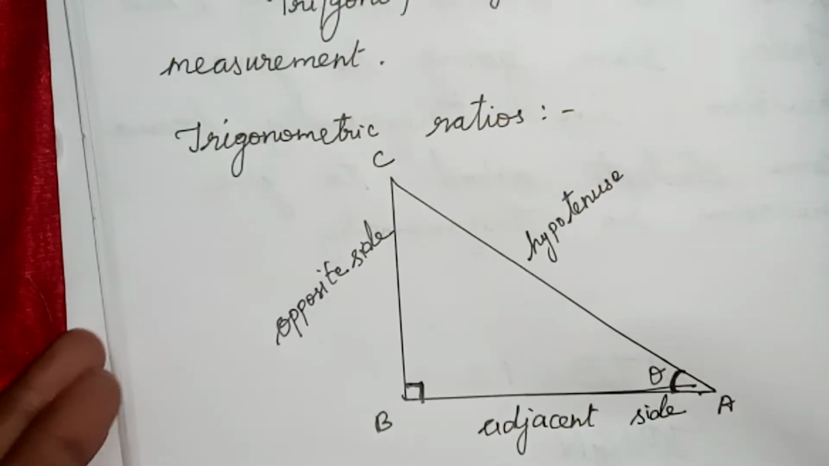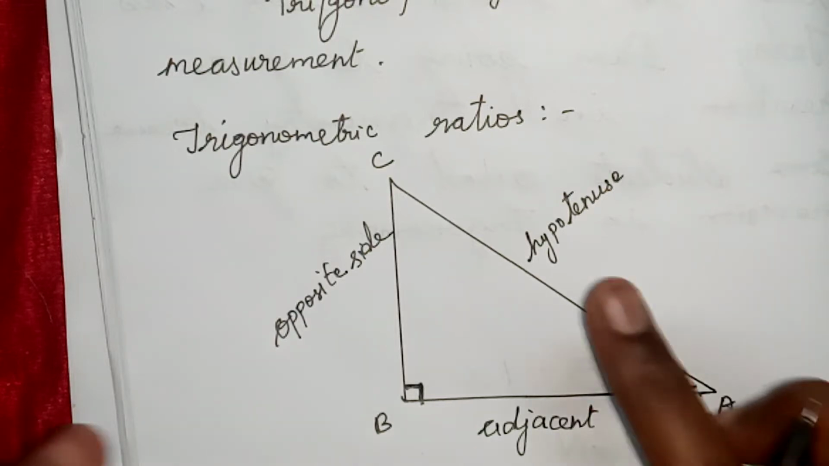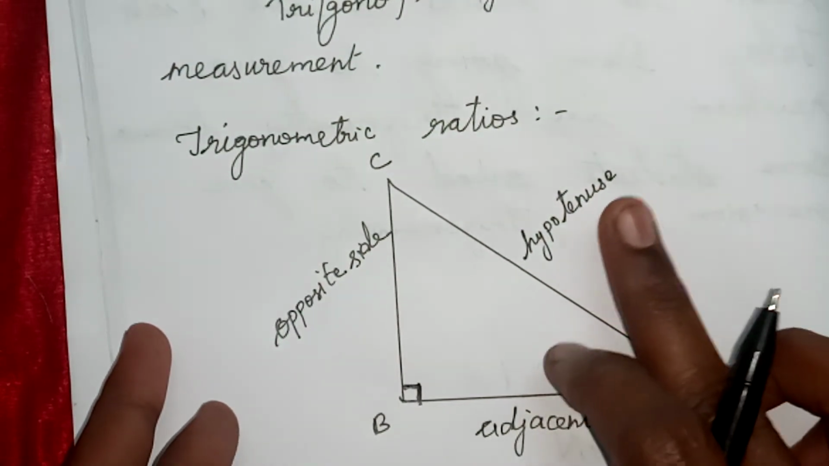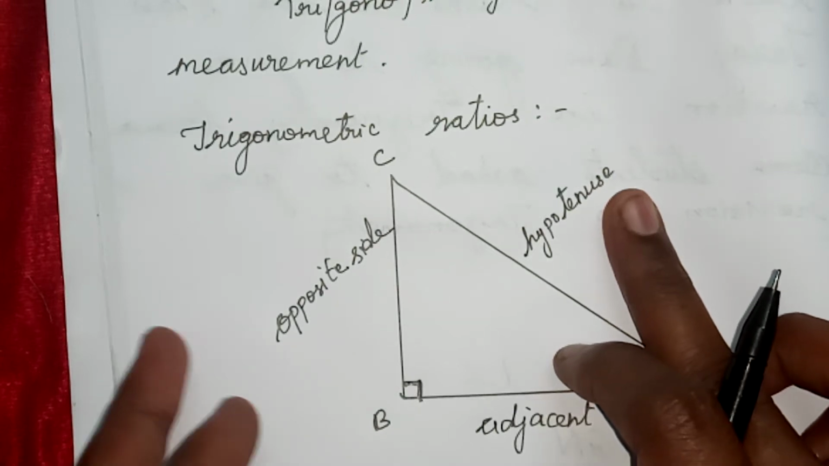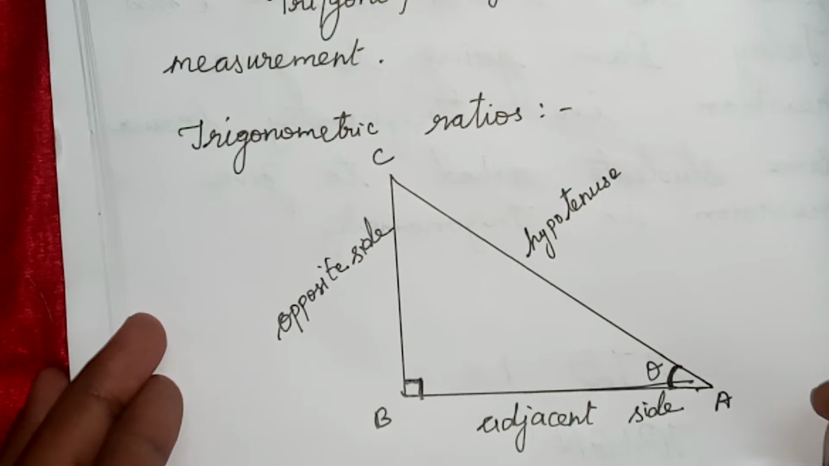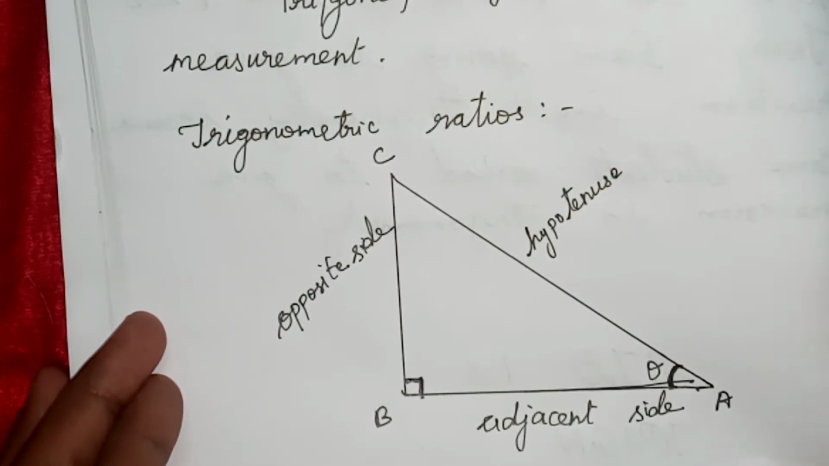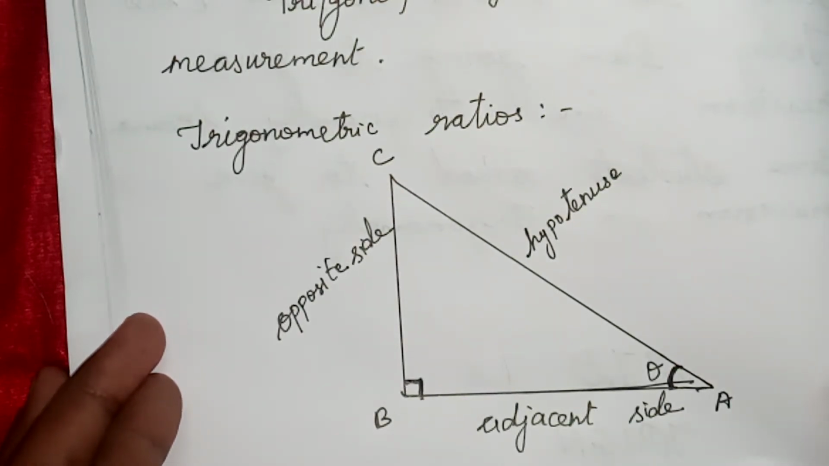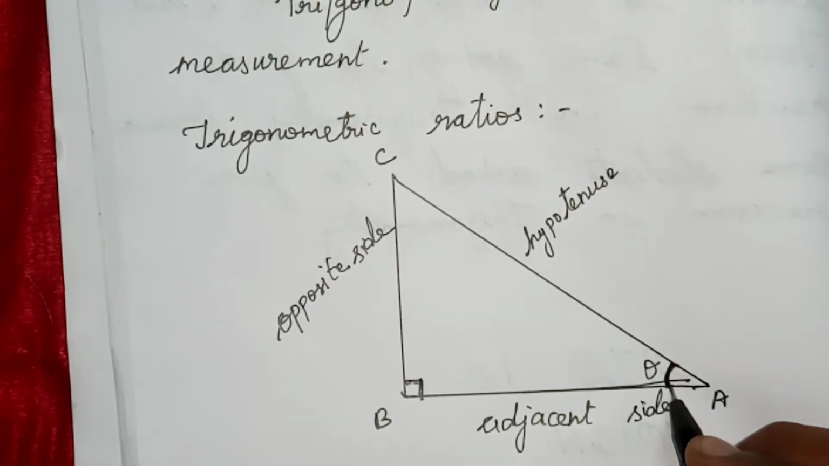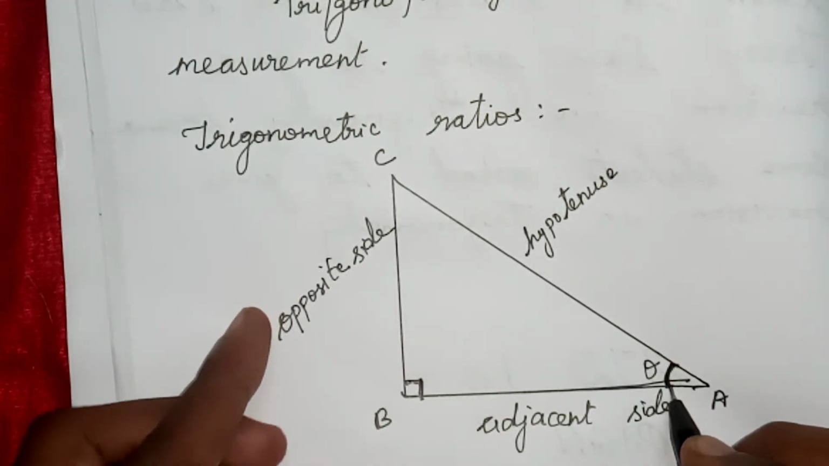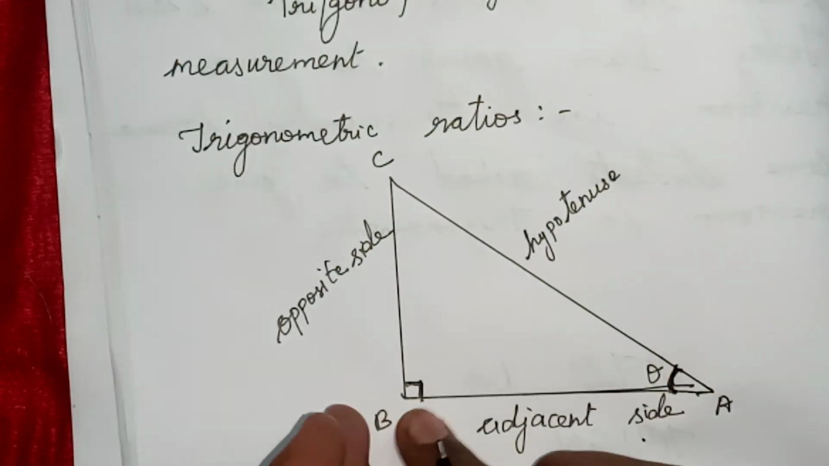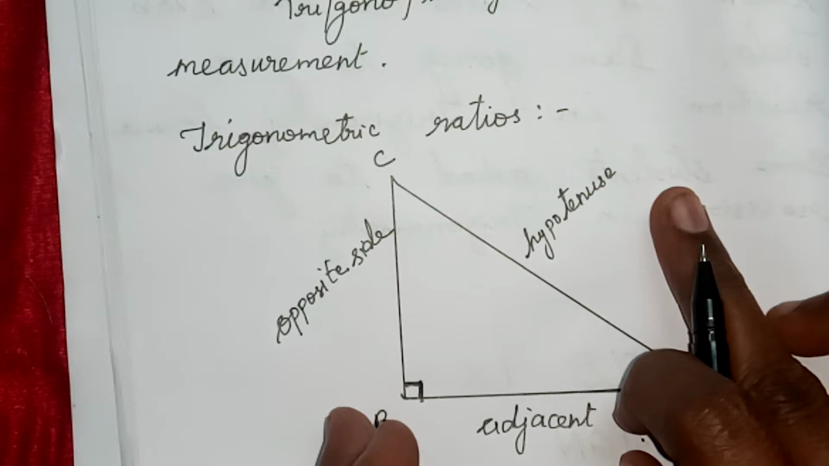Now the hypotenuse is fixed. The hypotenuse is always this side only. The opposite side and adjacent side will change depending on theta. If it is theta here, this is the opposite side. If it is theta there, this is the adjacent side. Always the hypotenuse is the same.